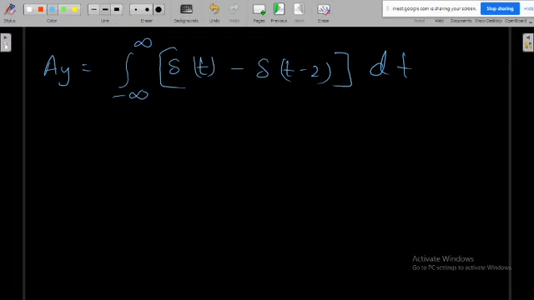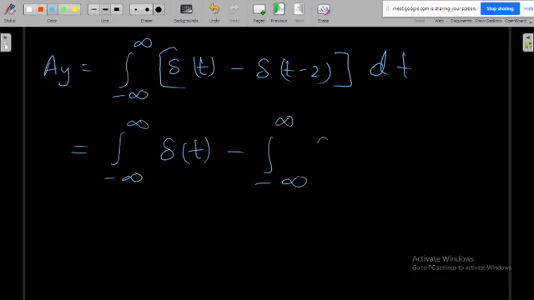How to find out the area under the signal? Okay, so you can split it like this: integral from minus infinity to plus infinity of δ(t), minus integral from minus infinity to plus infinity of δ(t minus 2) dt. What is the area?